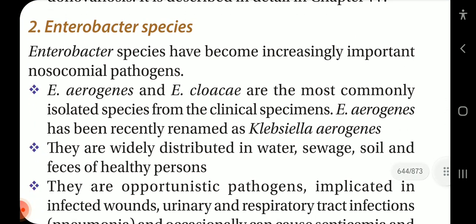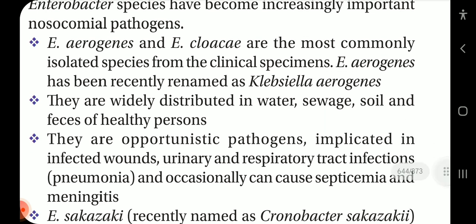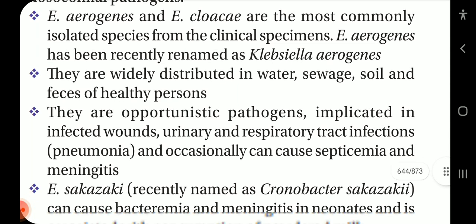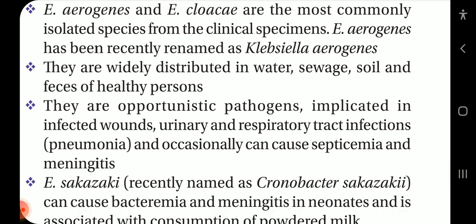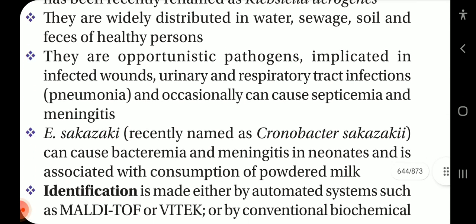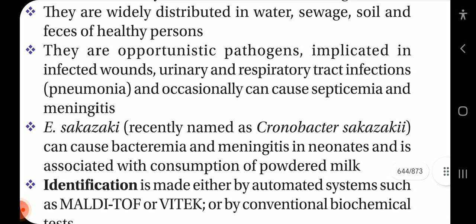Enterobacter species come second. Enterobacter species have become increasingly important nosocomial pathogens. Enterobacter aerogenes and Enterobacter cloacae are the most commonly isolated species from clinical specimens. Enterobacter aerogenes has been recently renamed as Klebsiella aerogenes. They are widely distributed in water, sewage, soil, and feces of healthy persons. They are opportunistic pathogens implicated in infected wounds, urinary and respiratory tract infection, pneumonia, and occasionally can cause septicemia and meningitis.